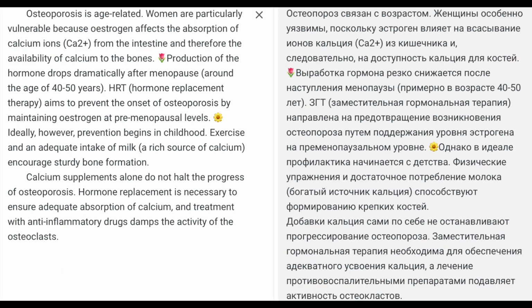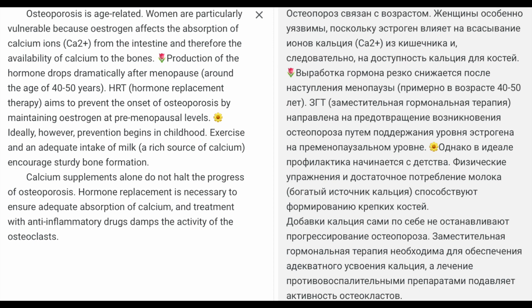Osteoporosis is age-related. Women are particularly vulnerable because estrogen affects the absorption of calcium ions, Ca2+, from the intestine and therefore the availability of calcium to the bones. Production of the hormone drops dramatically after menopause, around the age of 40 to 50 years. HRT, hormone replacement therapy, aims to prevent the onset of osteoporosis by maintaining estrogen at premenopausal levels.